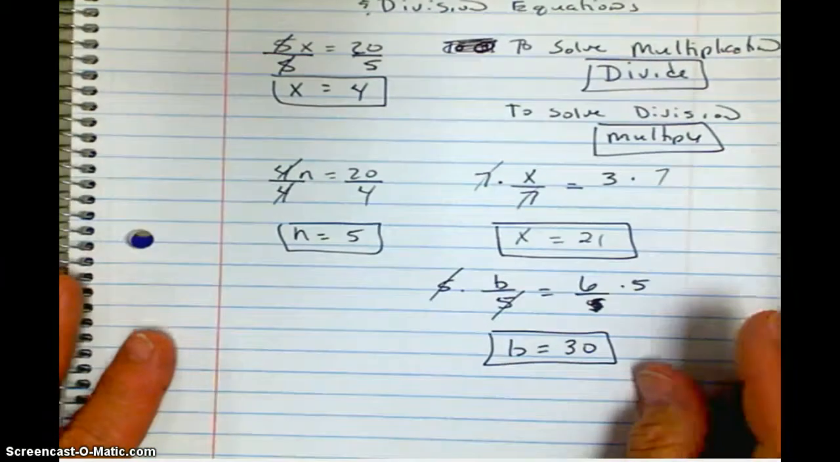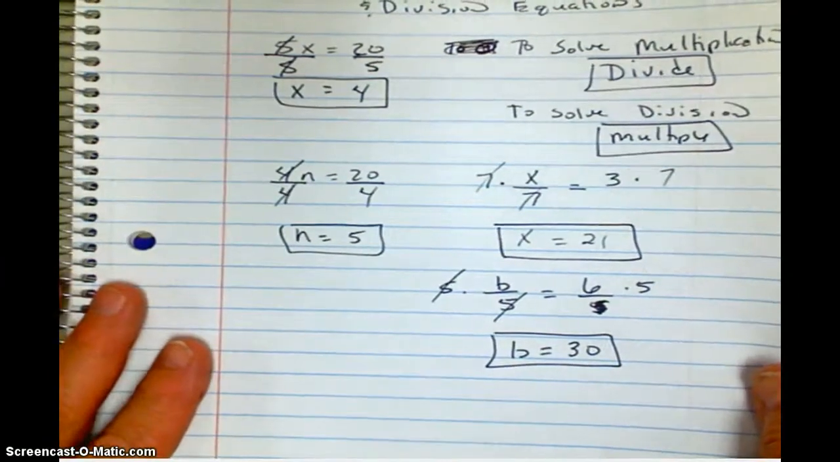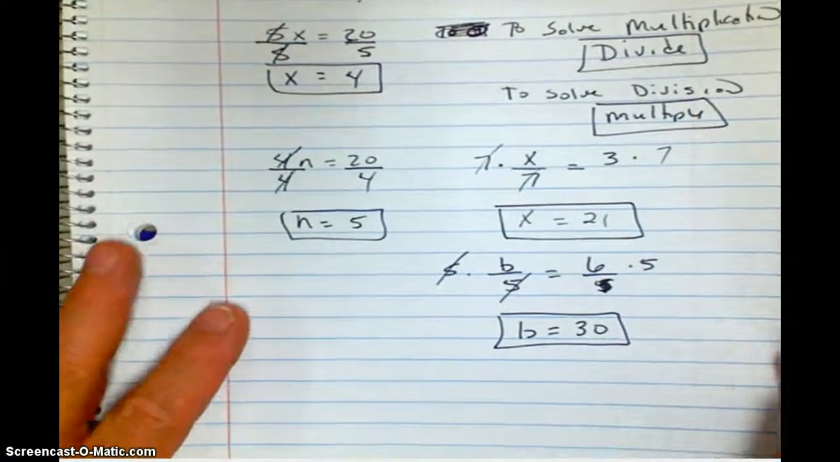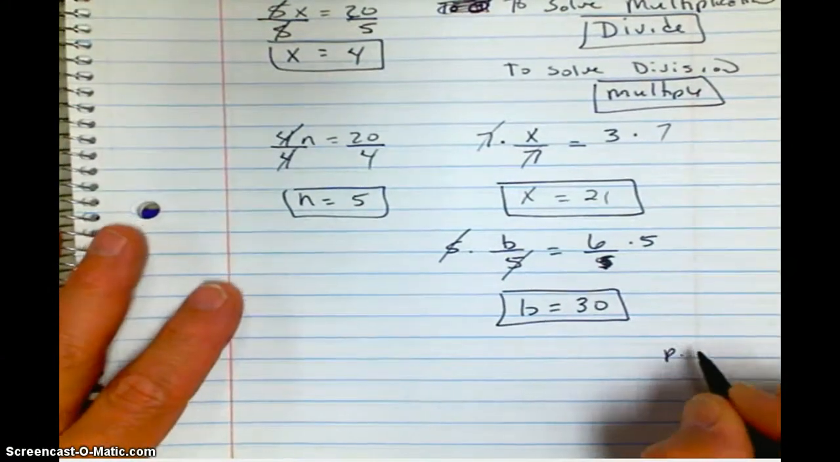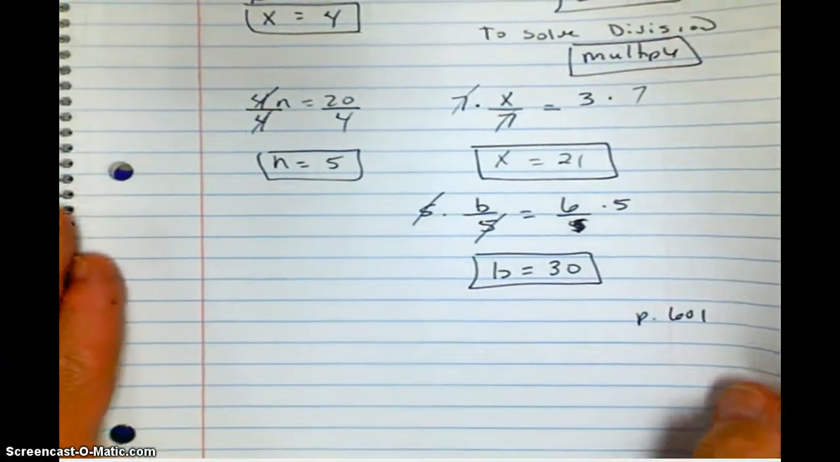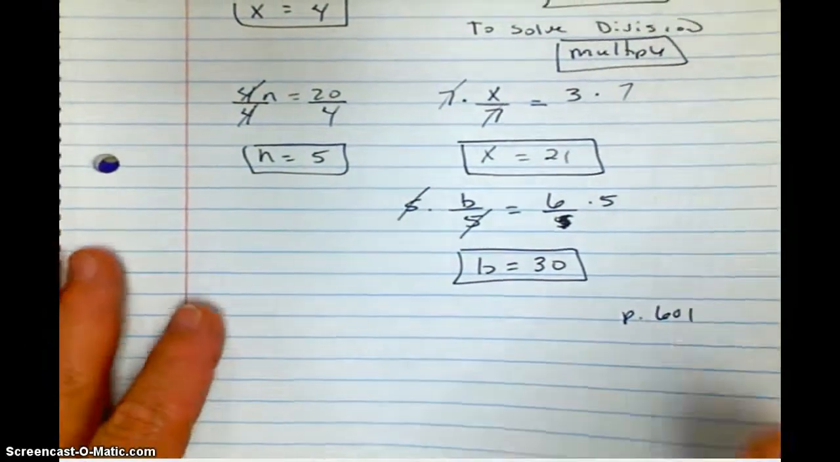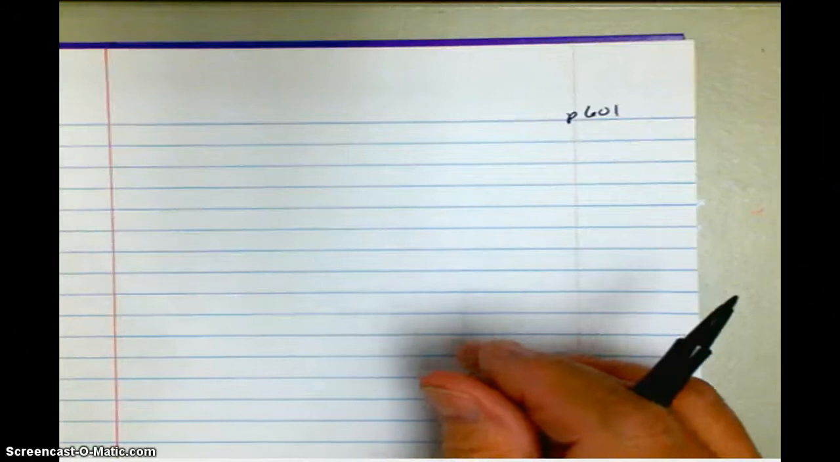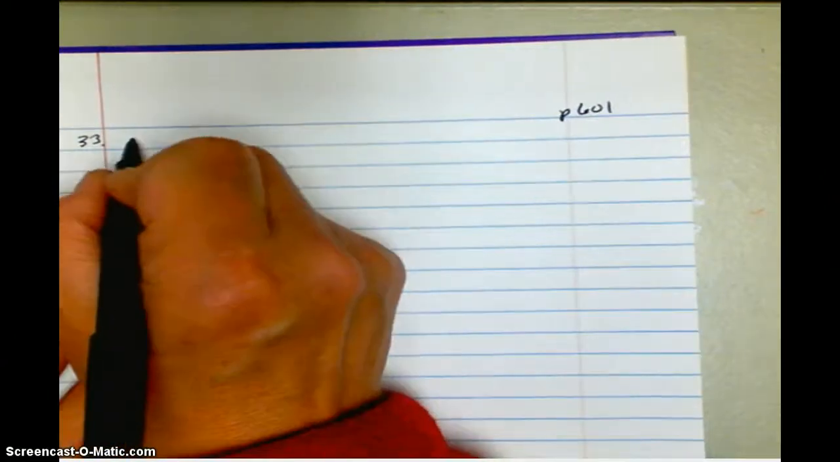And we'll do some more examples of that as we go along here. Let's go to page 601, and we'll give you a few examples of how this is used and where it's used. I'm going to turn my page over. Page 601, and the first example that we're going to go through is number 33, and it is talking about hurricanes.